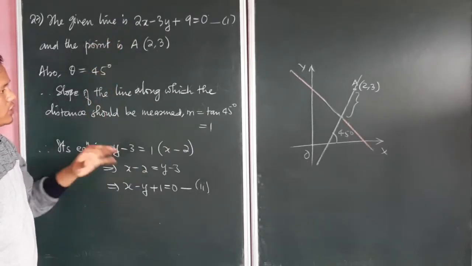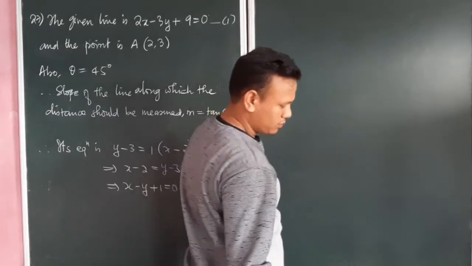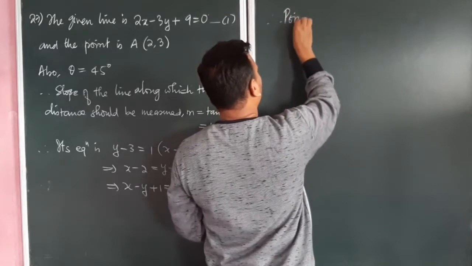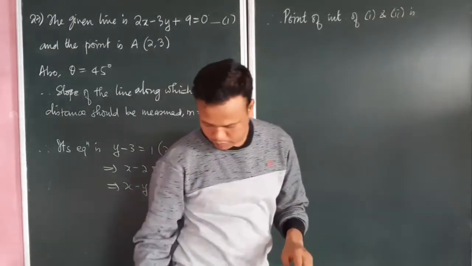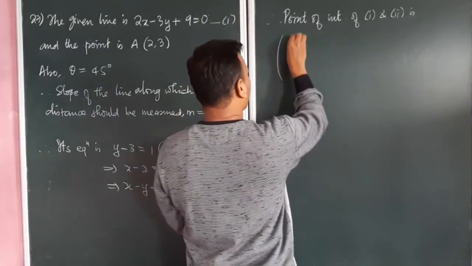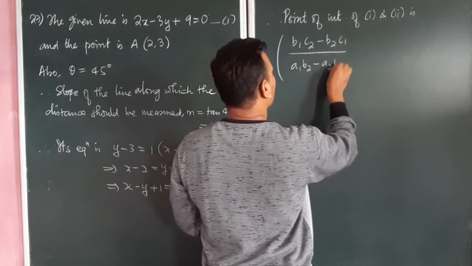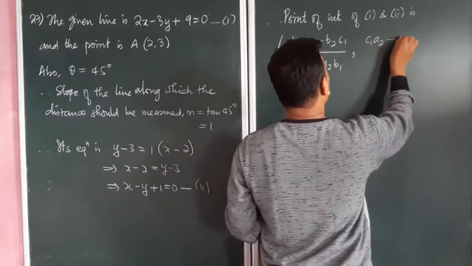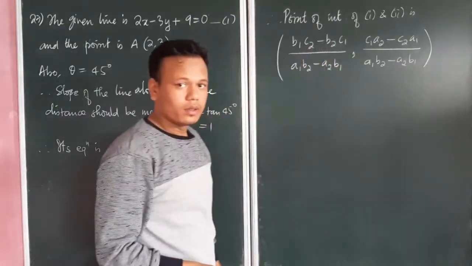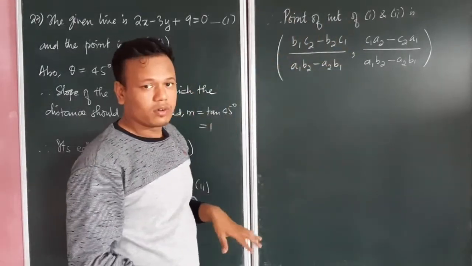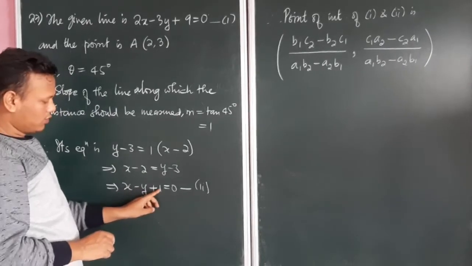Now let us find the point of intersection of 1 and 2. So the point of intersection of 1 and 2 is given by this formula for finding the point of intersection. So we have B1, see here, this is my A1, B1, C1, this is my A2, B2, C2. A2 is 1, B2 is minus 1, C2 is 1.